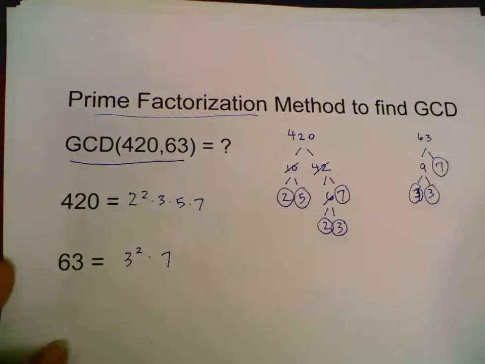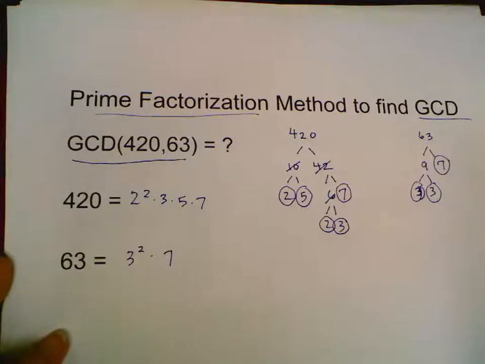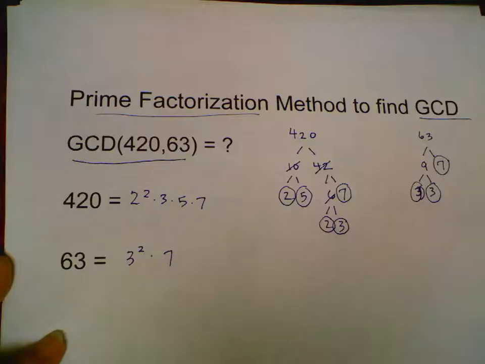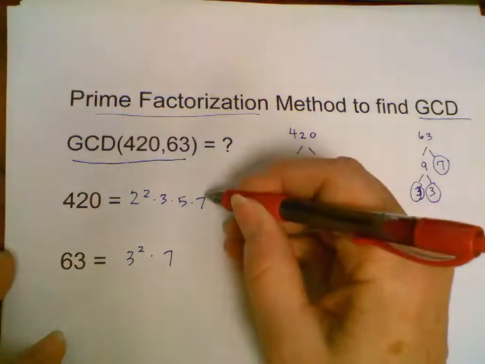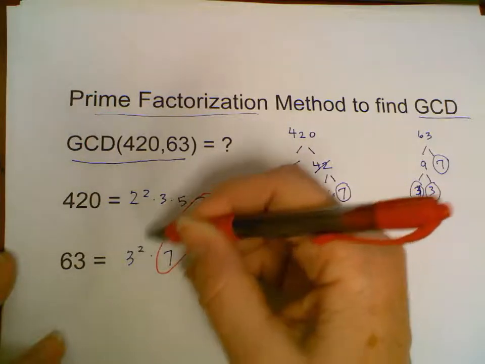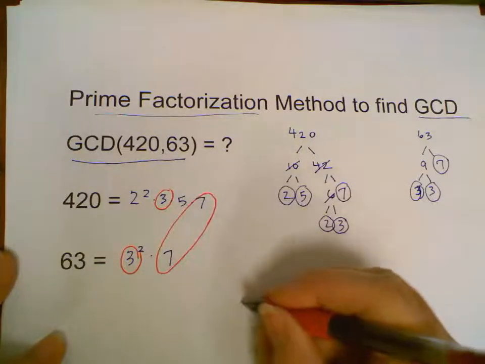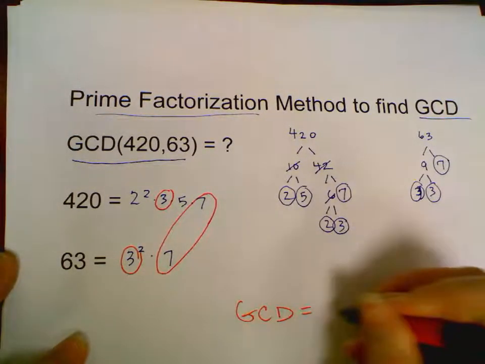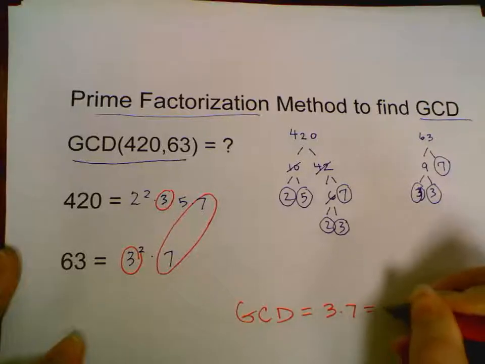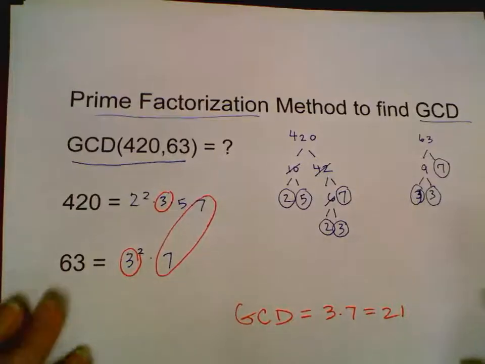Now we have our information. We just need to find the greatest common divisor or factor. What's the greatest common divisor between the two? Yes, they both have a 7, but they also both have a 3. Not 2 3s, only 63 has that, but they both have a 3. That's the greatest common divisor, the 3 and the 7. 21 is the greatest common divisor between 420 and 63.